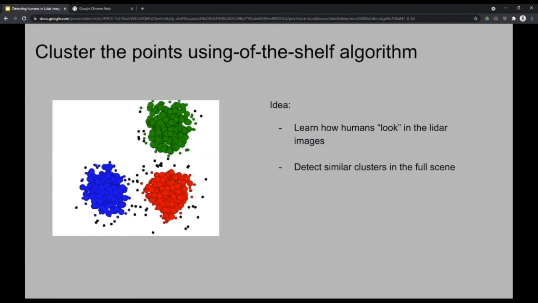I get. So as you can see on the left side, we have points that we can clearly say that they belong to different clusters, and by just applying a clustering algorithm, we can see that we can have a good result for the clustering. And the idea was to use this technique to learn how a human looks in the point cloud, and then to apply whatever model that I would learn to the complete scene and try to detect humans.